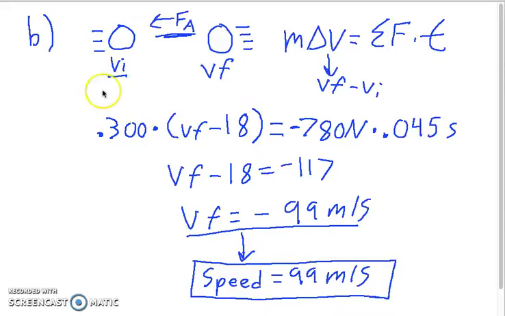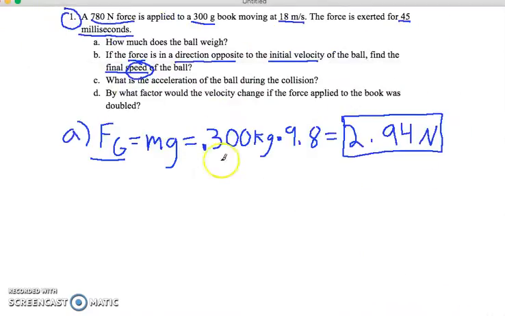The next one would be C. So C says, what is the acceleration of the ball during the collision? We get a new sheet for that. So C, what's the acceleration of the ball during the collision? So we know this is really kinematics. So we have some information about this.